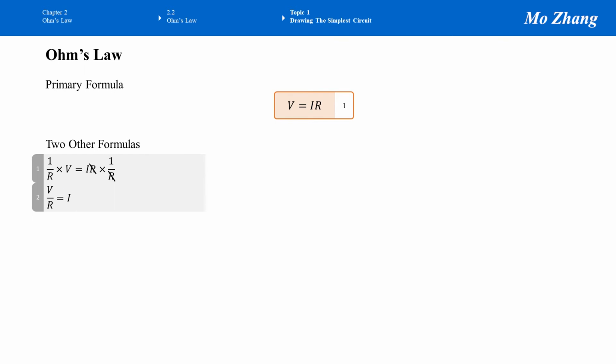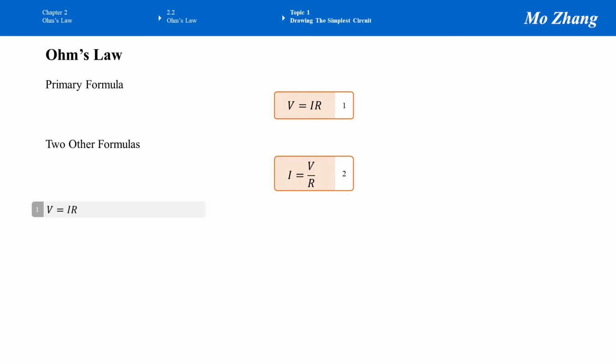Let's flip this equation. We interchange the left and the right side of the equation. At the end, the equation becomes I equals V over R. This is the second formula. For this formula, if we know the voltage V and the resistance R, we can find the current I.